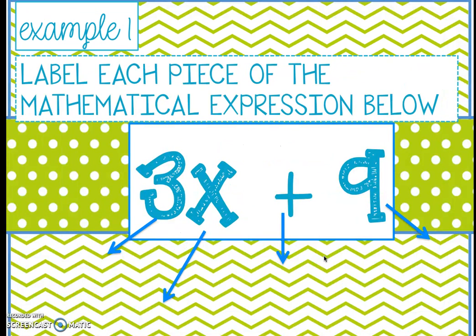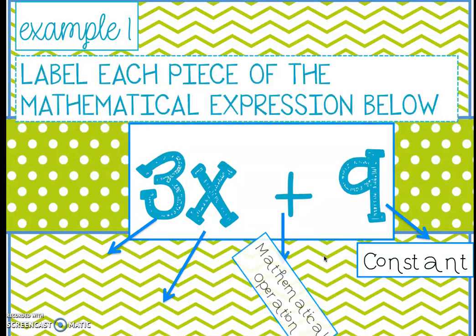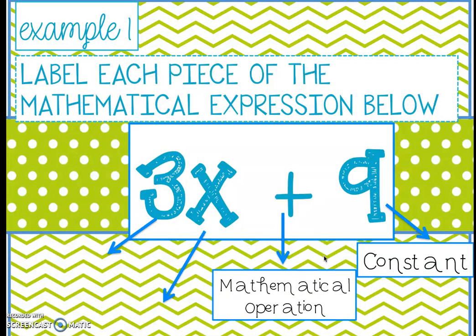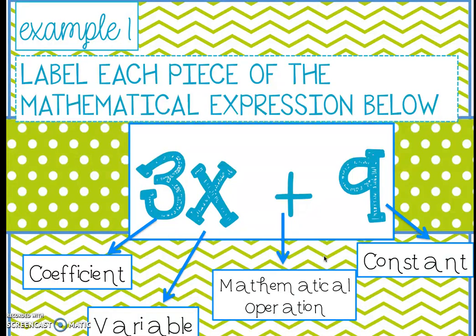All right, so in this expression, we have 3x plus 9. So it says label each piece, okay? So the constant, the one that's never going to change, the one that's going to stay the same, is our 9, okay? Obviously, one of the mathematical operations is our addition sign, okay? Our variable is going to be x, and then the variable's coefficient is going to be 3.